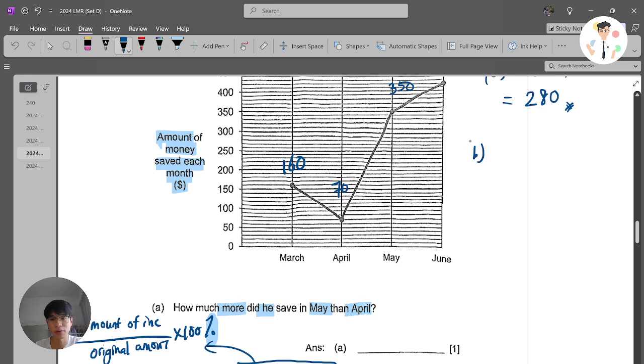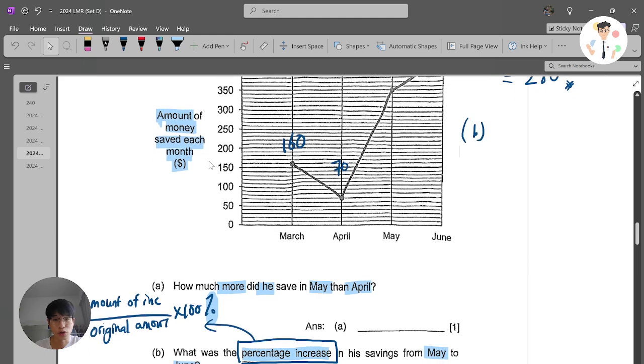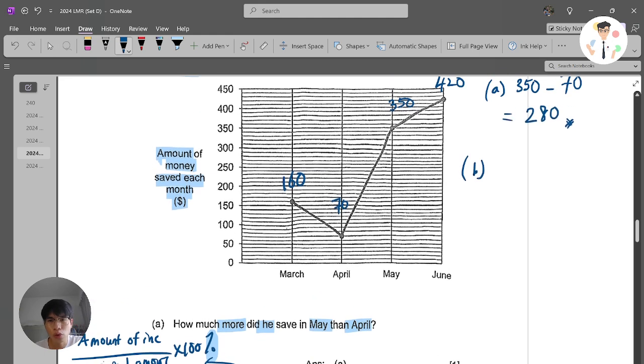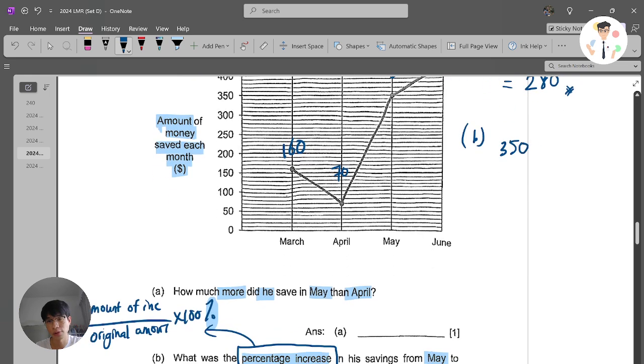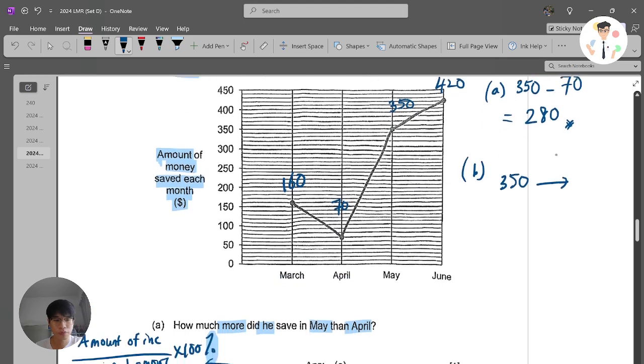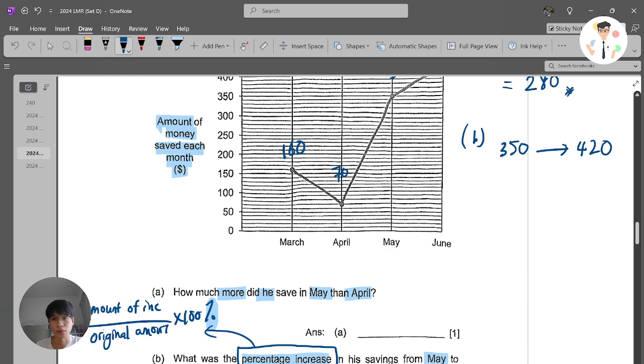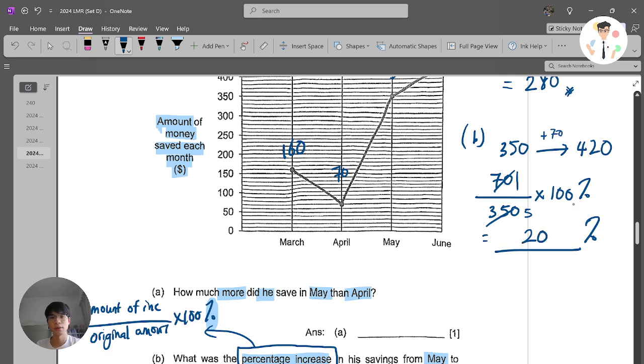Now, what is my May? Let me just write here. My May, as you know, saving is 350. Okay, May is 350. Then June is actually 420. Okay, 420. So what is the amount increase here? You can just use 420 minus 350 and you get it's actually increased by 70. So 70 is the amount of increase. Original amount is 350 times 100%. Okay, so you simplify, 1 is 5, and you get the answer is 20%. Okay, simple, not tricky at all.